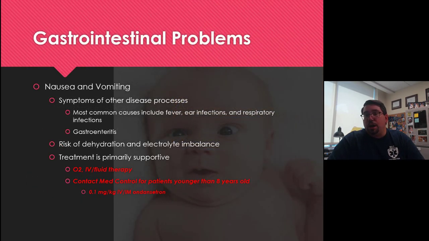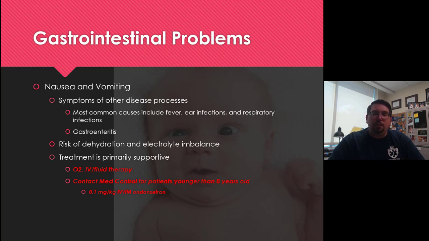Gastrointestinal problems are another major cause of dehydration in the pediatric patient. Remember, dehydration leads to shock, leads to death. Now, with nausea and vomiting, most of the symptoms for other diseases will generally be present. Most common causes include things like a fever, potentially, ear infections, or some type of respiratory-like infection as well. We also have gastroenteritis, which is another example of inflammation, irritation of the GI tract. Both of these types of issues, regardless of nausea or vomiting or both, lead to a risk of severe dehydration and electrolyte imbalance. Treatment for these are primarily going to be supportive with a focus on oxygenation and fluid replacement.